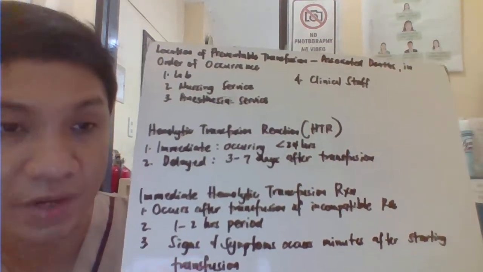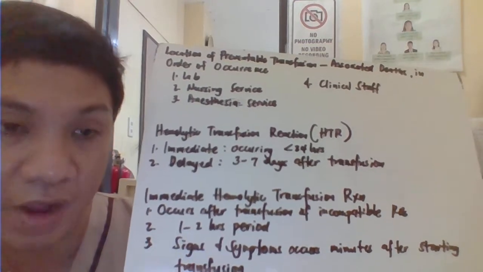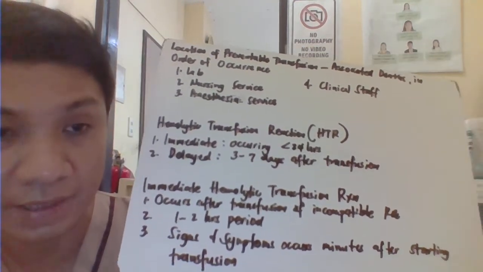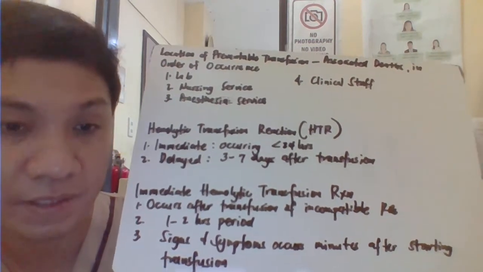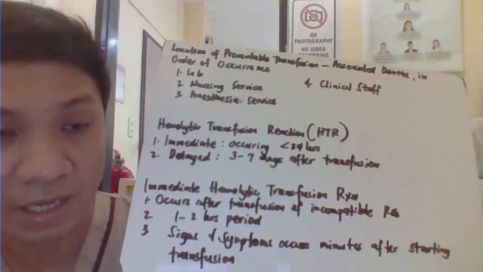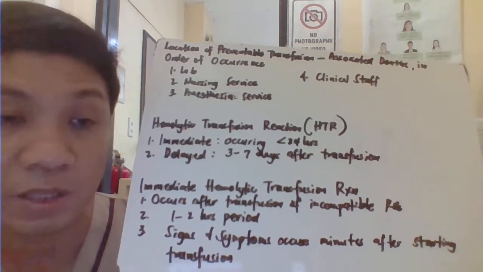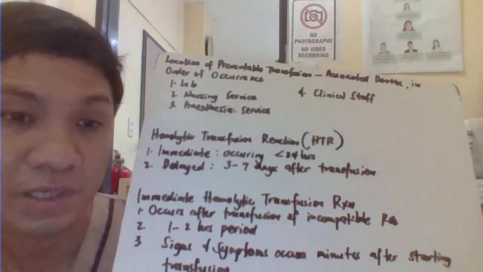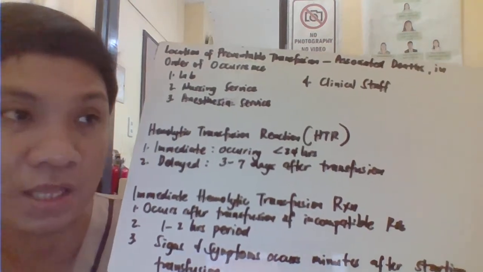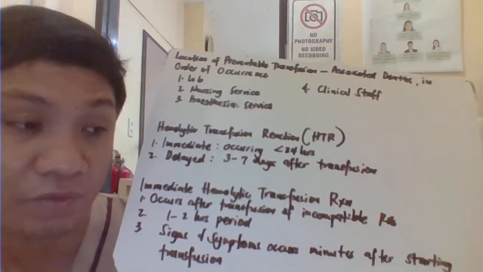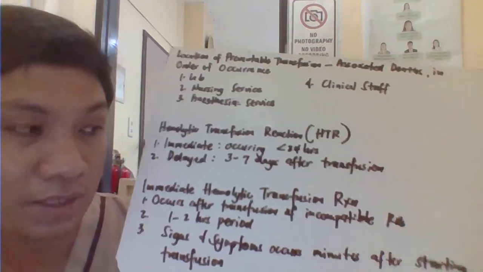So we discussed first our hemolytic transfusion reaction. Again, a hemolytic transfusion reaction is characterized by RBC destruction. Based on that, an immediate reaction is characterized by the transfusion reaction occurring less than 24 hours post-transfusion. If that occurs more than 24 hours later, it becomes a delayed hemolytic transfusion reaction, which always involves red blood cell destruction.